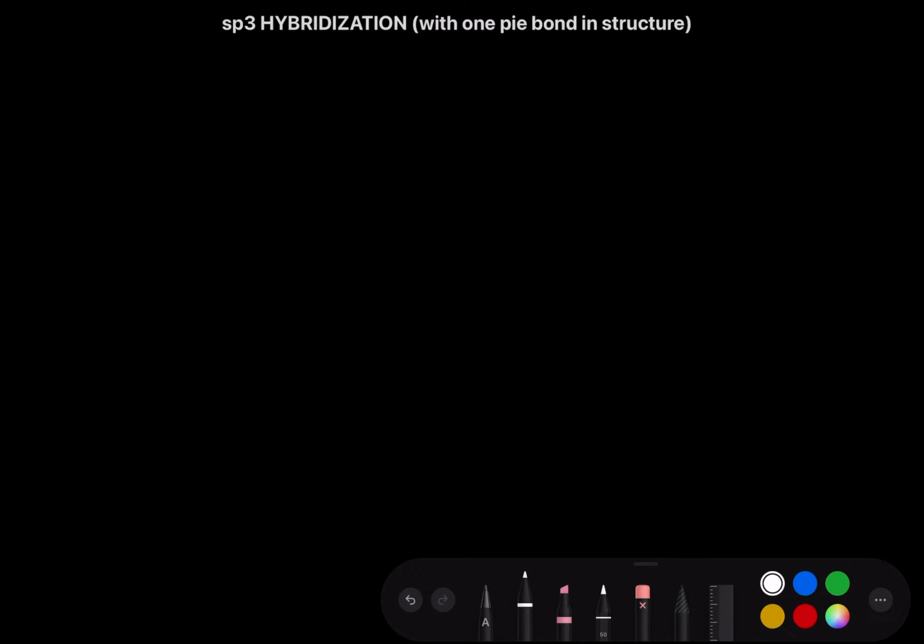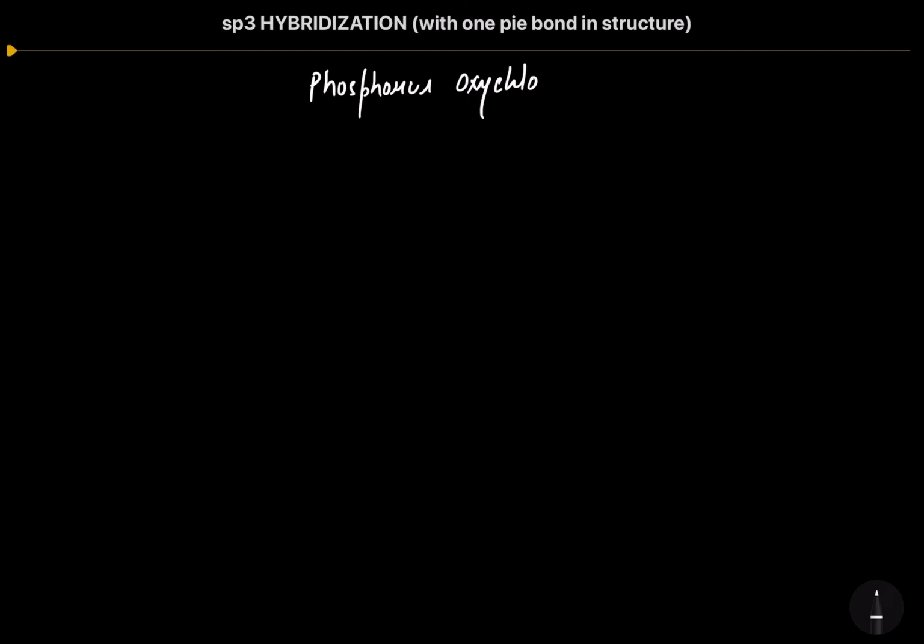My dear students, today's topic for the lecture is the sp3 hybridization with one pi bond in the structure. For that, let's take an example of phosphorus oxychloride. So today I am taking an example of phosphorus oxychloride, which will show sp3 hybridization along with one pi bond in the main structure.